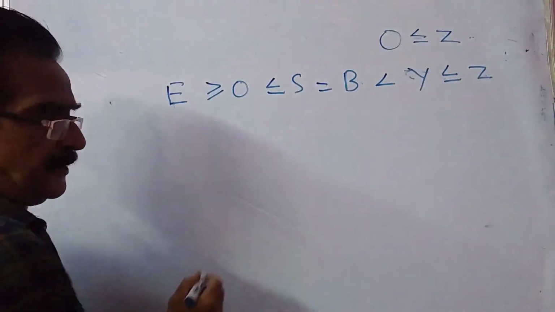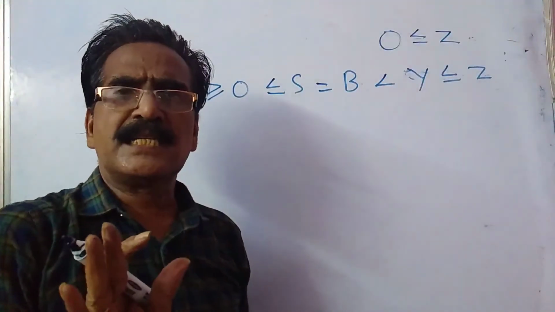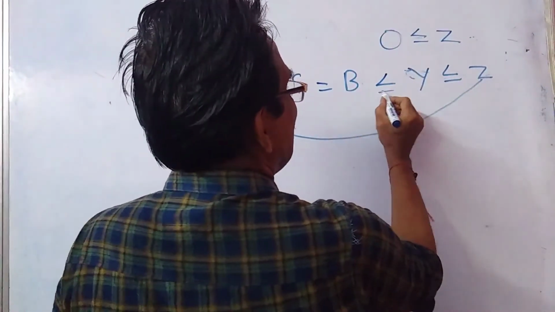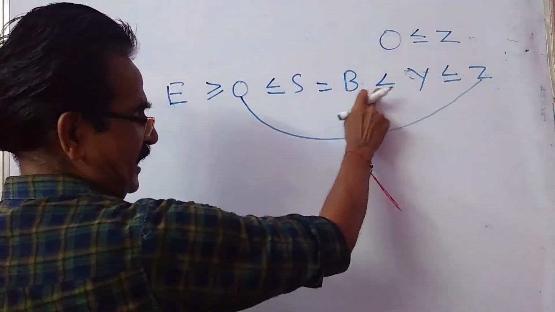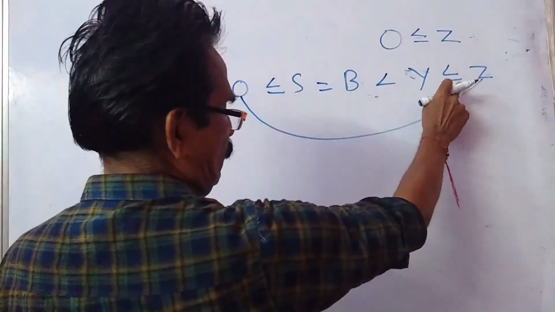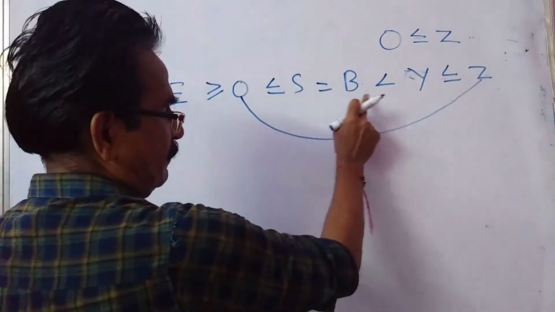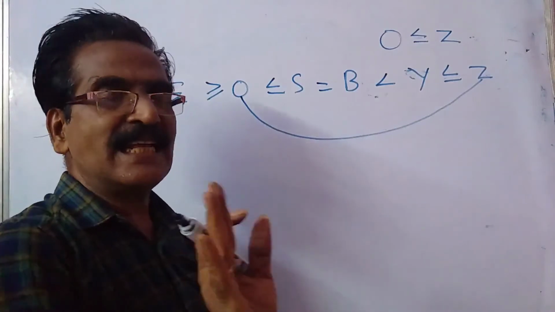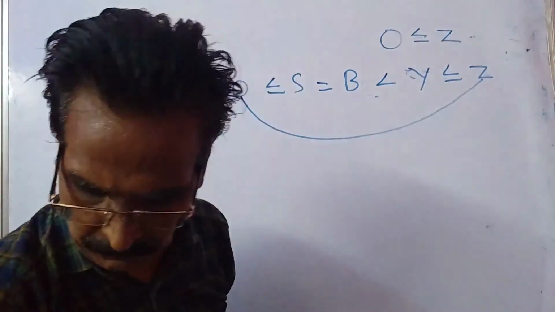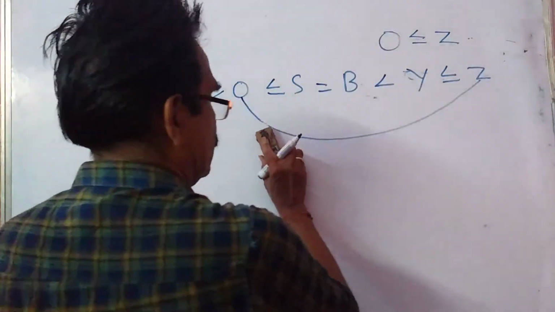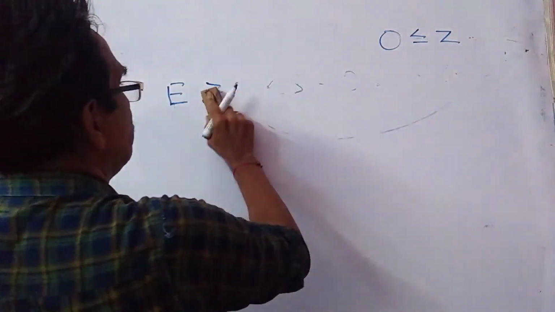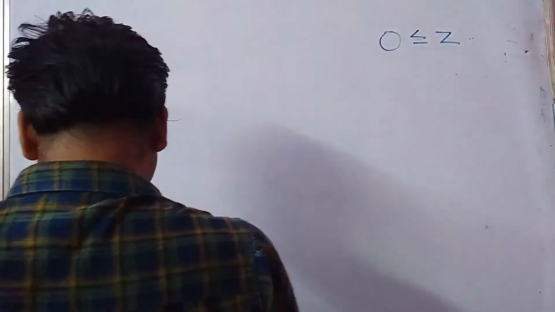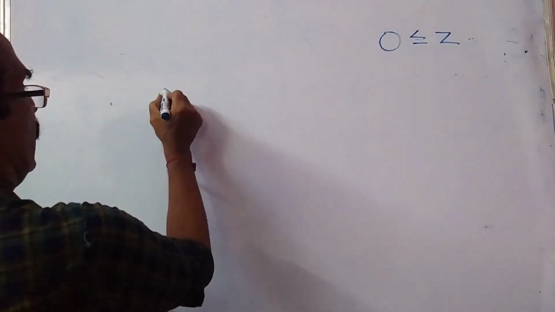So from the first option, we can just conclude O less than Z, because less than is there, then less than follows. So from the first option, you can conclude only O less than Z. What we want is O less than or equal to Z. So the first option is not correct. Now let us see the second option.